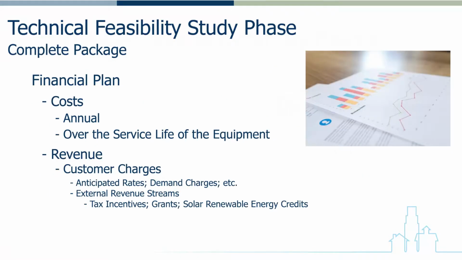The last component of the technical feasibility study is the financial plan for the microgrid development project. The plan should, at a minimum, provide detailed estimates of both costs and revenues. On the cost side, the annual cost to operate, maintain, and own the microgrid over the service life of the equipment. On the revenue side, any customer charges that can be obtained, including anticipated rates, demand charges, etc., and any external revenue streams such as tax incentives, grants, solar renewable energy credits, etc.